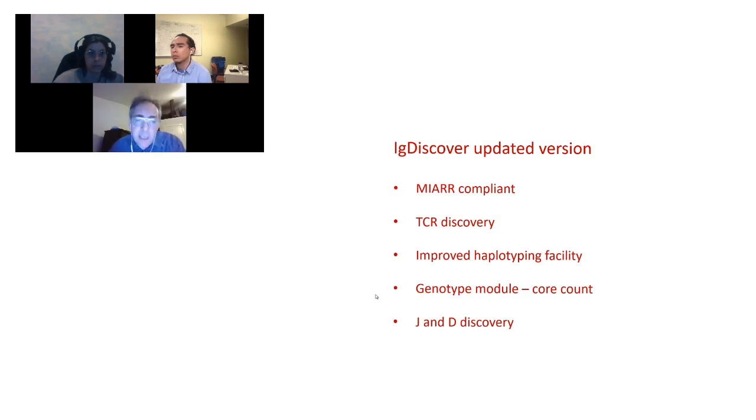We have greatly improved the TCR discovery part of the program. We had a TCR discovery section for a number of years, but we realized that it required a number of changes. It was basically using the same procedures that we were using for IGH analysis, and there are some differences with TCRs that required some coding differences. It has a greatly improved haplotyping facility, and what we call a CoreCant genotype module, which allows much more rapid genotyping from our analysis set. We've also improved the J and D discovery part of the program.